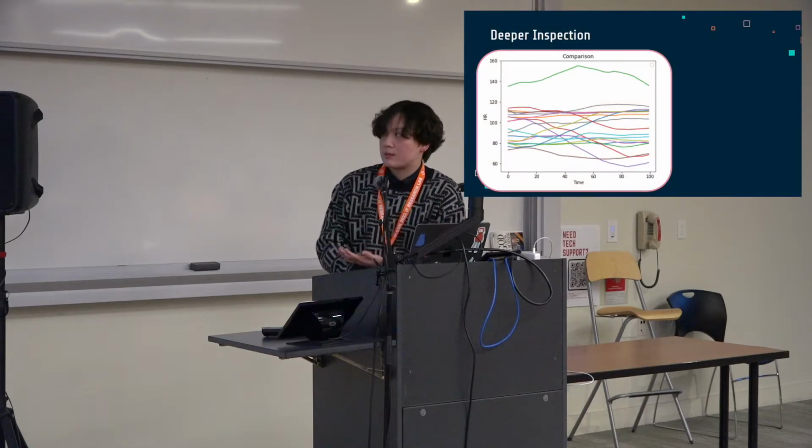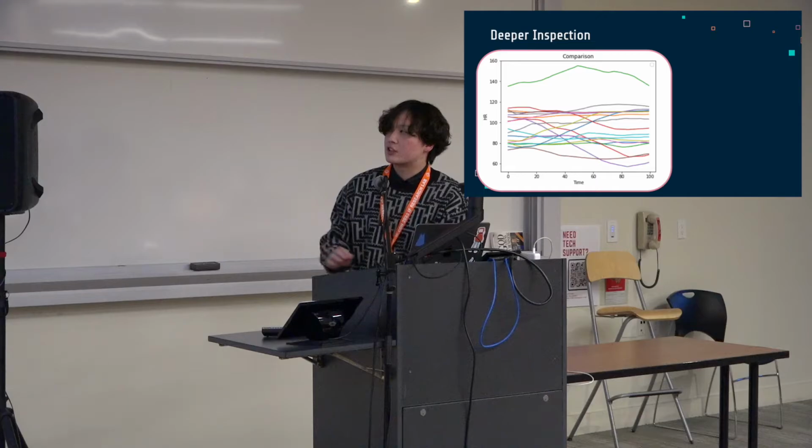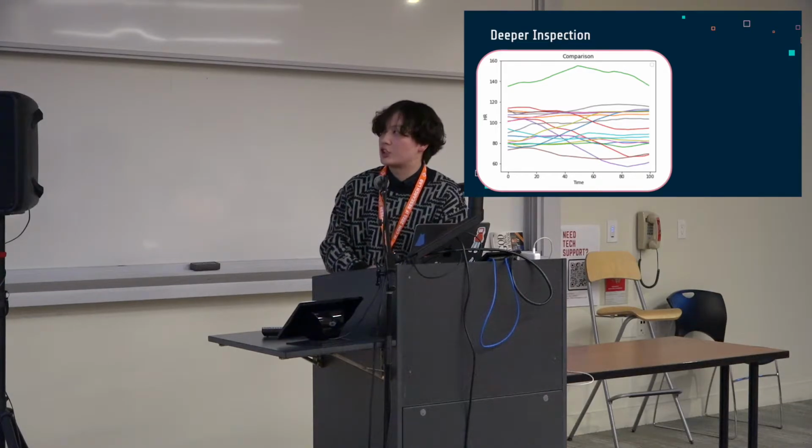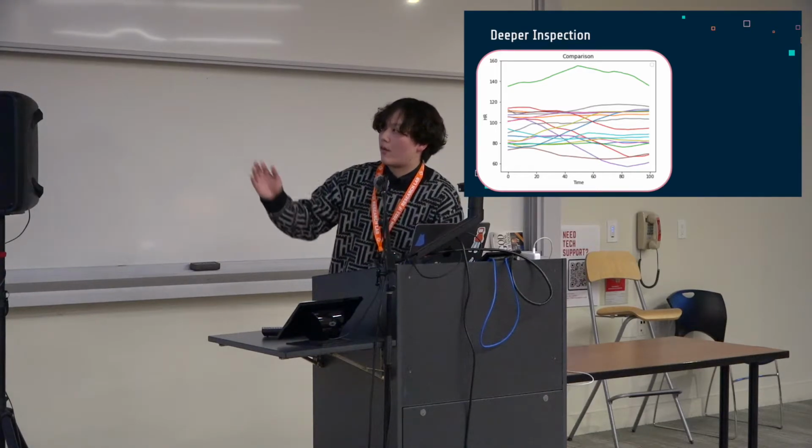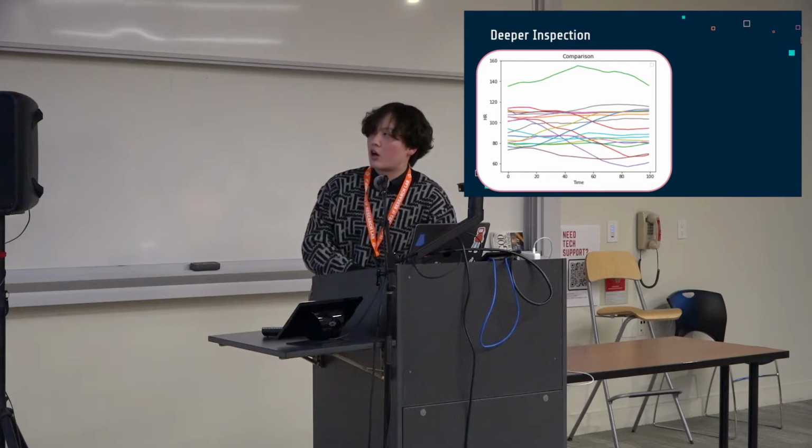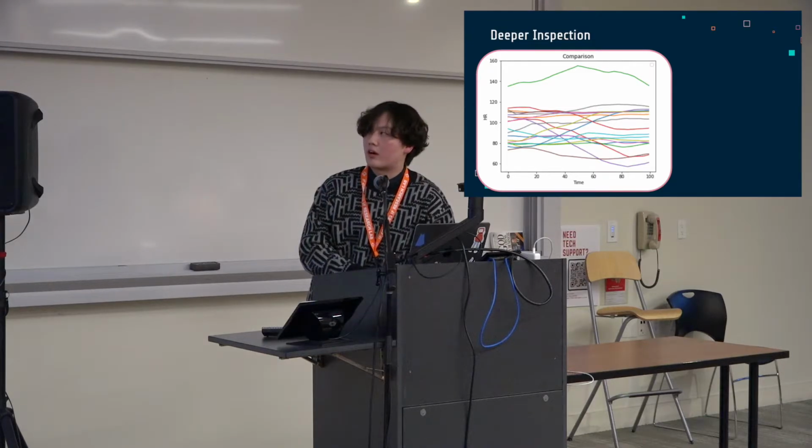Upon deeper inspection, we saw that there were clear differences between the individual subjects. As you can see, subject 3 had the highest active heart rate, around 140 BPM, while other students hovered around 80 to 100.